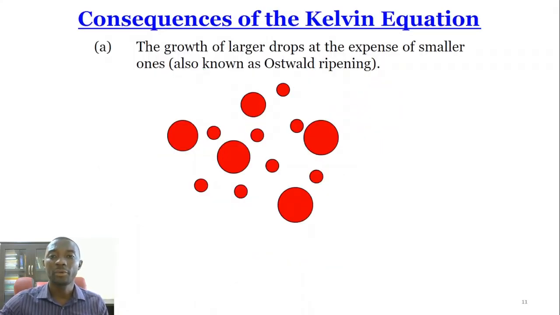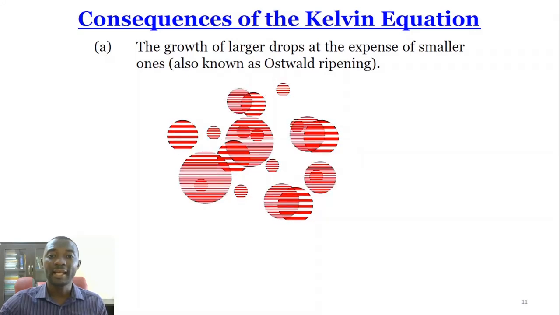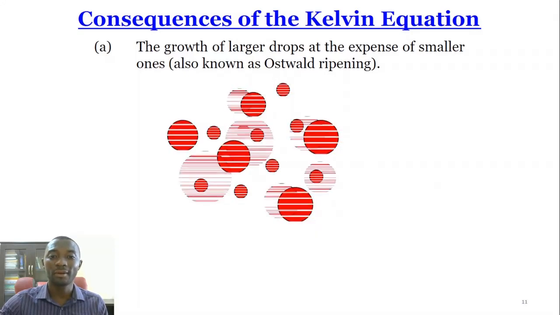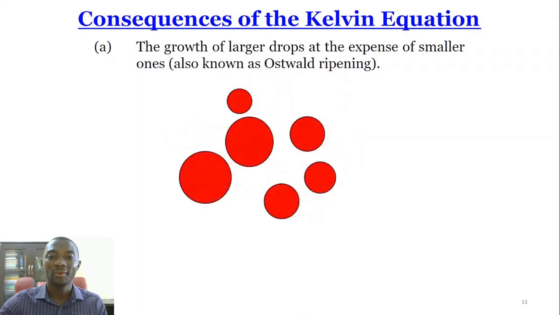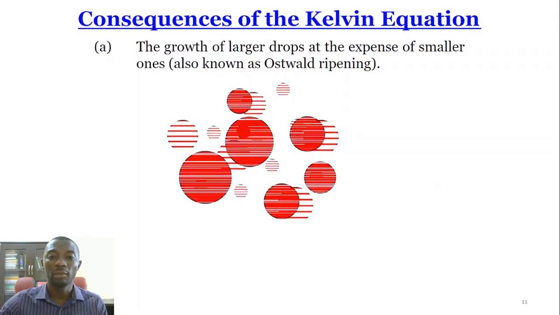So what are the consequences of the Kelvin equation? Firstly, larger drops grow at the expense of smaller ones if they exist together. This is known as Ostwald ripening. I've created an animation of what happens during Ostwald ripening. You can see that the small liquid drops disappear while the big liquid drops emerge.